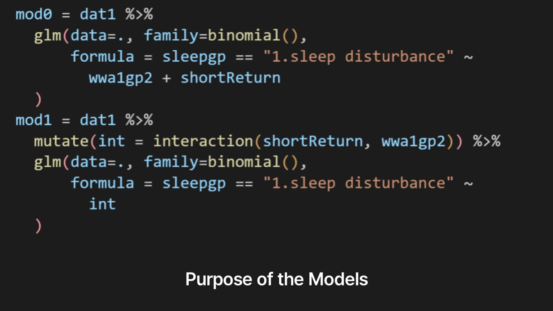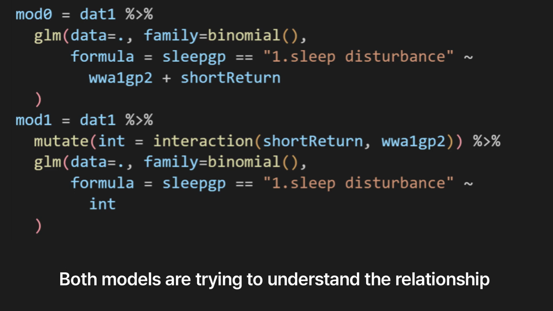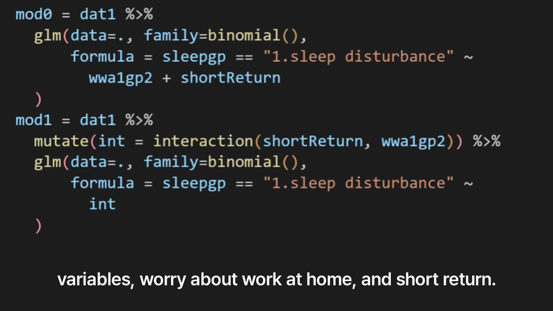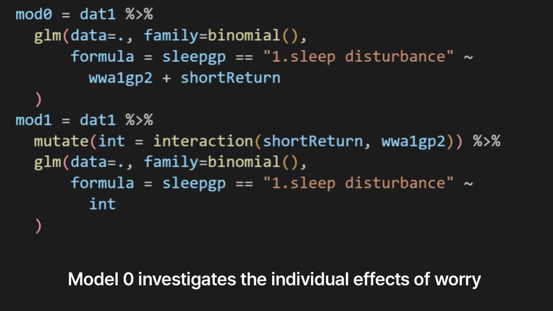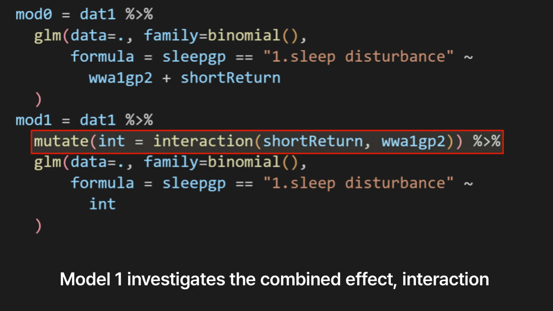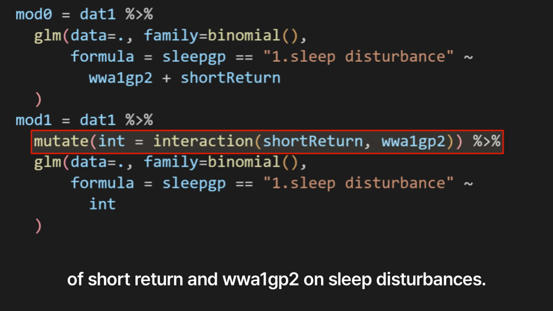Purpose of the models. Both models are trying to understand the relationship between sleep disturbances, sleep GP, and other variables, worry about work at home and short return. Model 0 investigates the individual effects of worry about work at home and short return on sleep disturbances. Model 1 investigates the combined effect, the interaction, of short return and worry about work at home on sleep disturbances.